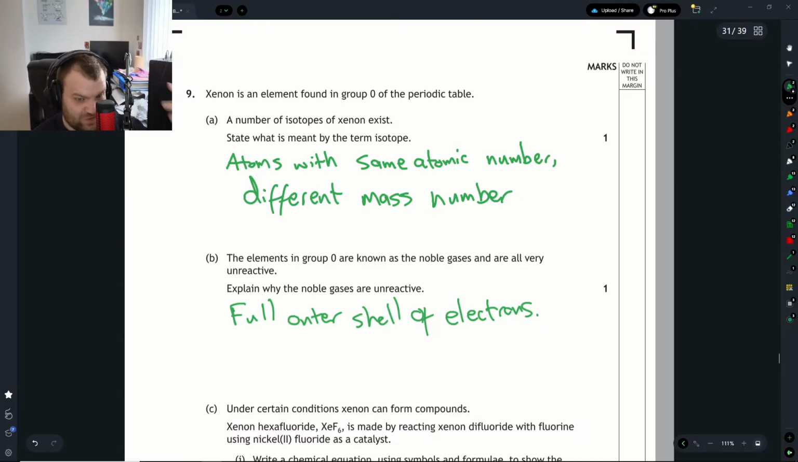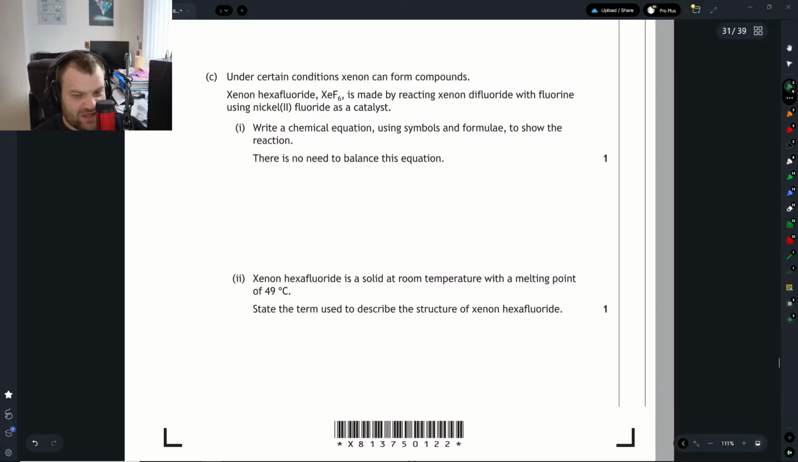This is why they don't need to go and react to get more electrons. Next one, we want a chemical equation using symbols and formula to show that reaction. Okay, so xenon hexafluoride is made. If it's made, it's at the end.